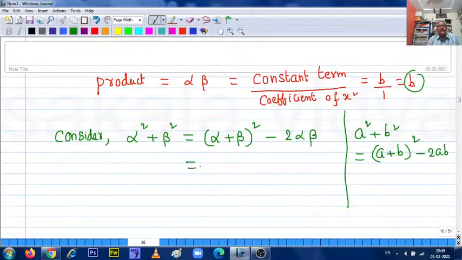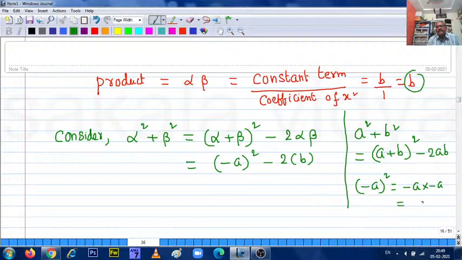So replacing here, minus a whole square minus 2 times b. Minus a whole square means minus a into minus a. Minus into minus is plus. So a square. So this equals a square minus 2 times b, 2b. Hence it is proved. I think it's clear to you.